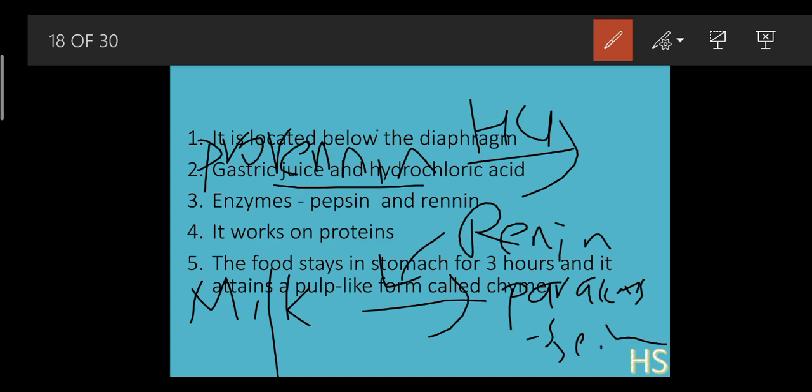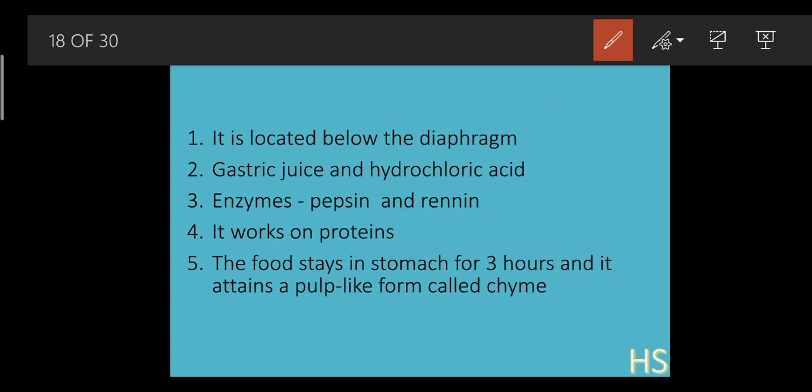See, what is the difference between this pepsin and renin? Both of them work on protein, but on different types of protein. Pepsin works on the protein which is solid in nature. Let's take an example, meat, or any other fleshy part like fish. But renin works on the milk part, the liquid part of the protein. The function of both is the same, they are going to break the proteins into a simpler form, by acting upon them.